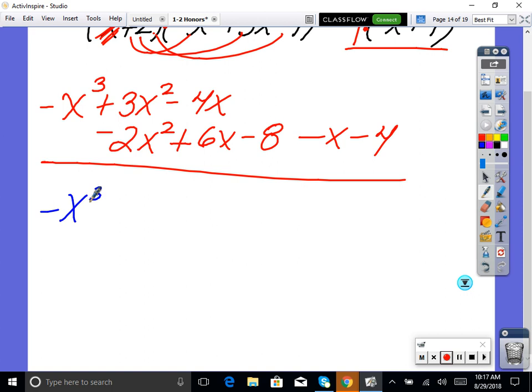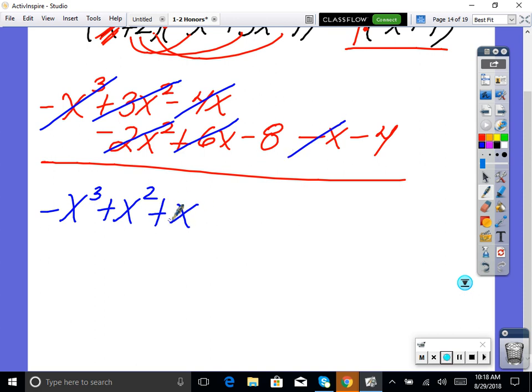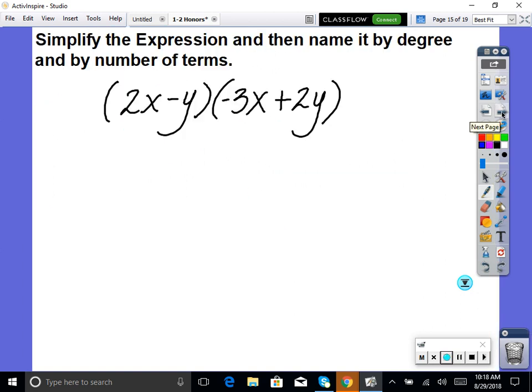Now you would combine like terms, start with the highest degree. Negative x cubed, no other x cubes. Plus 3x squared minus 2x squared. Now, when I cross them out, I ensure that I don't miss anything. Minus 4x plus 6x. Hey, missing the x. Yep, okay, but let's do these two first. So we have 2x. 2x minus 1x. So plus x, and then minus 8 minus 4. And done.